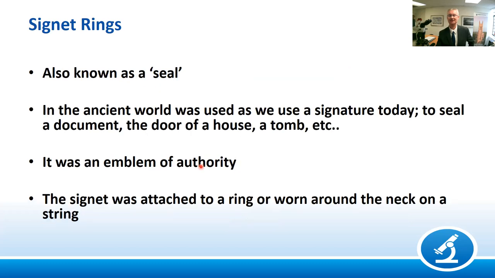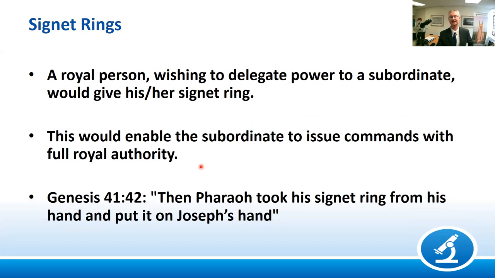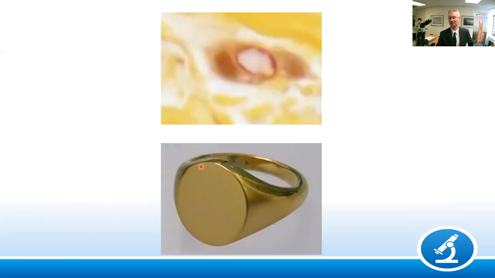And if you don't know what a signet ring is, in the ancient world, it was a signature that you would put on a document or the door of a house or a tomb. It was an emblem of authority, and it was put on a ring or worn around the neck. And you can read all about it.